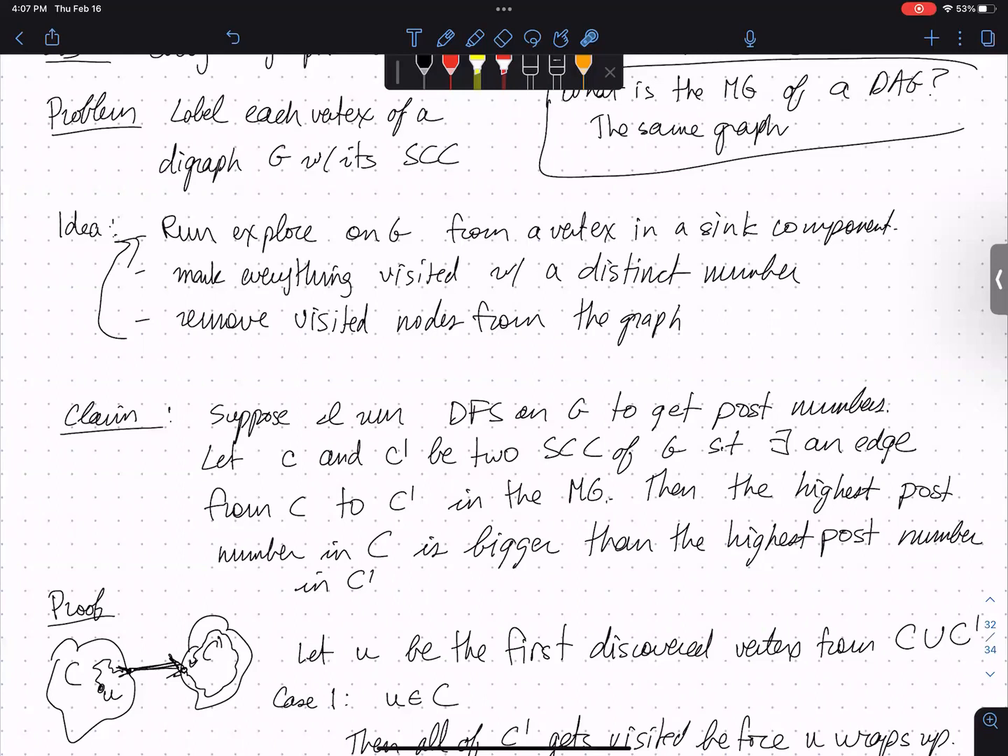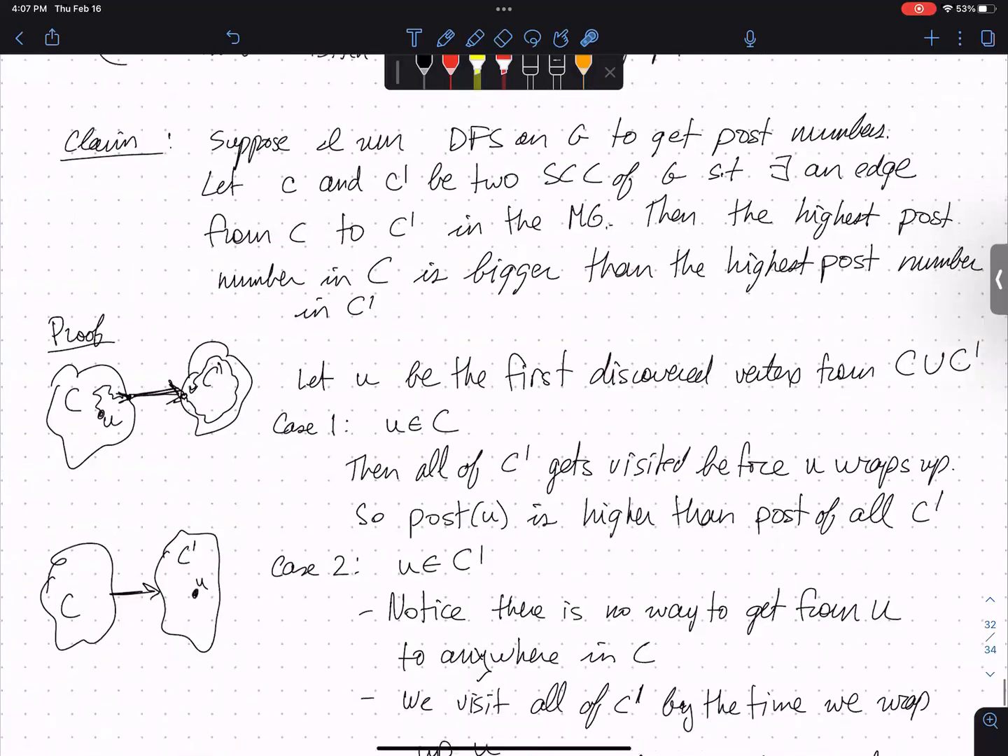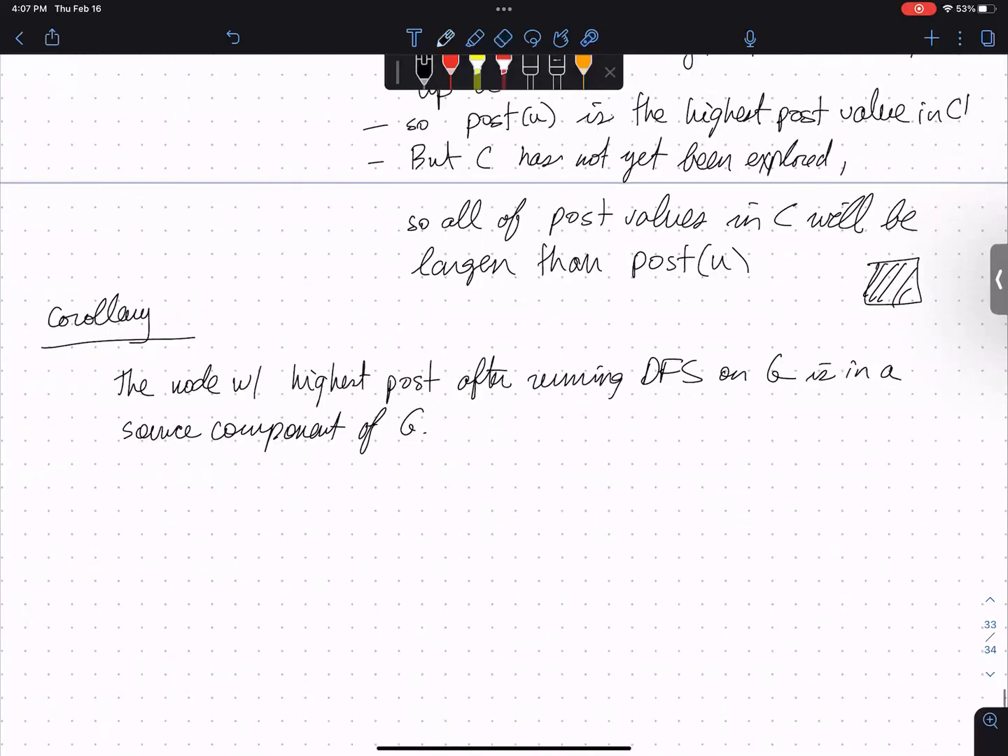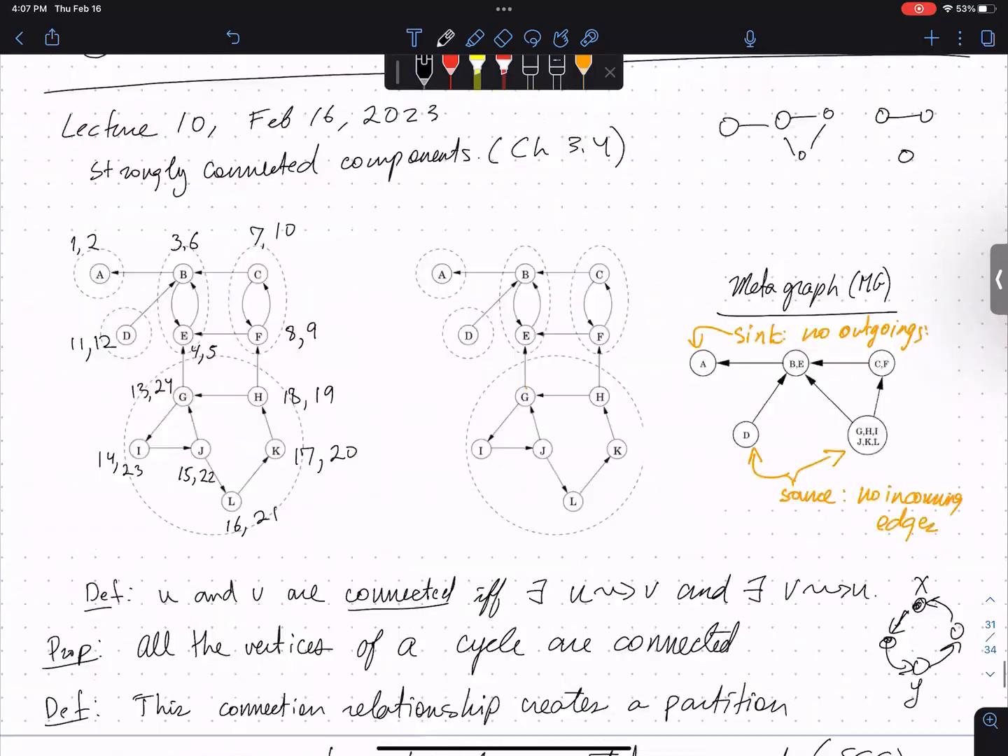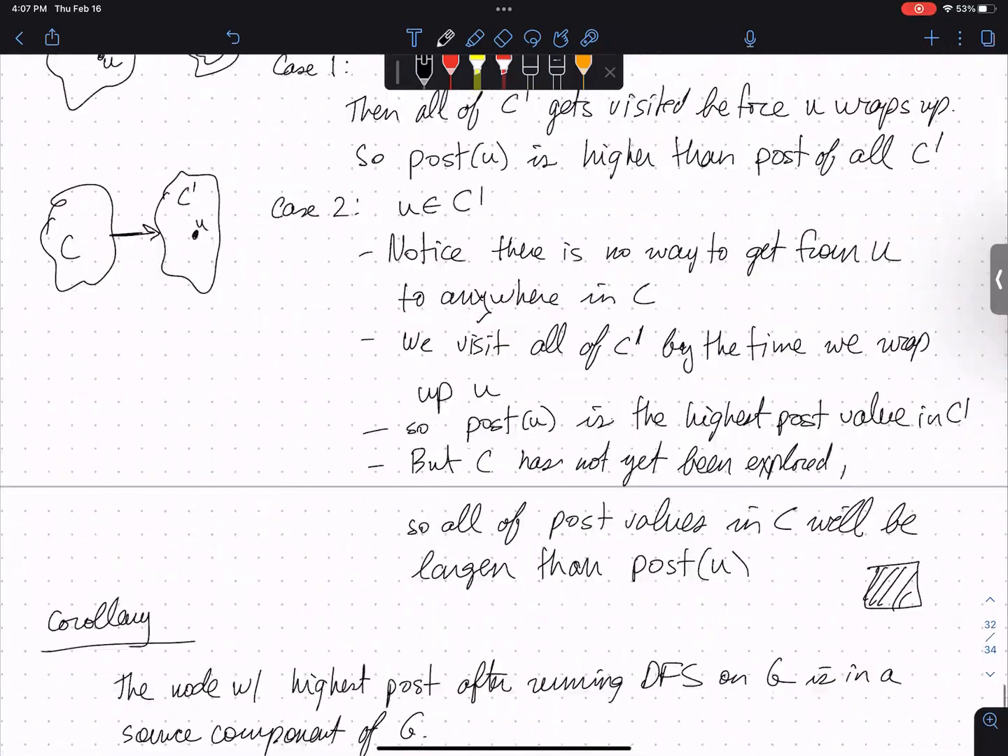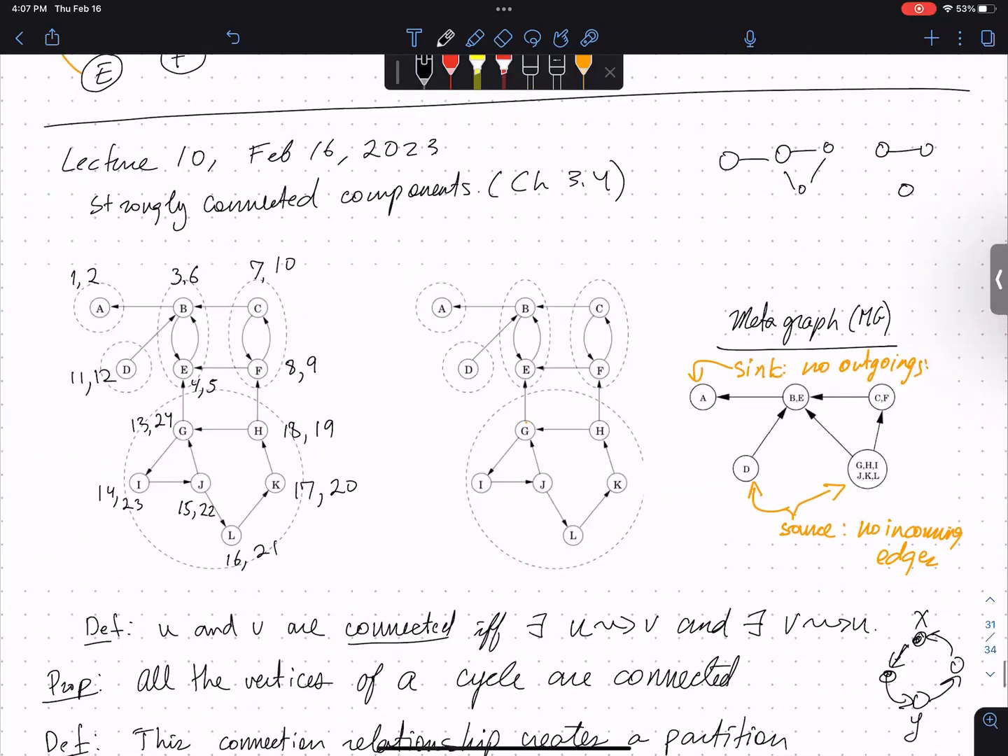Now, okay, now about this sink. We actually need to find a vertex in a sink component. All right, so this is where the reverse of the graph becomes useful. What happens when I reverse the graph? What I mean when I say reverse the graph, I mean flip the orientation of every edge.